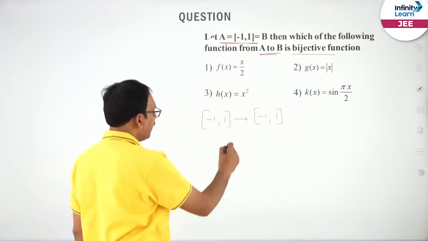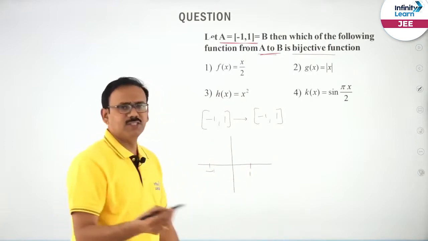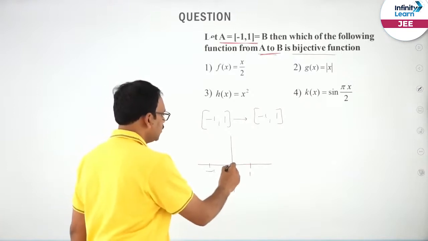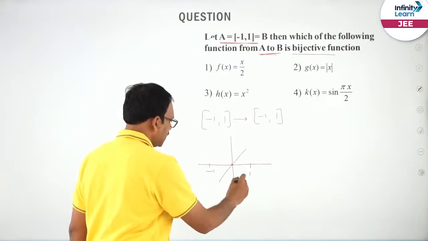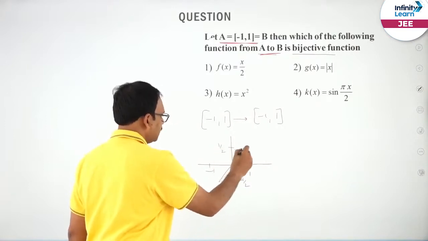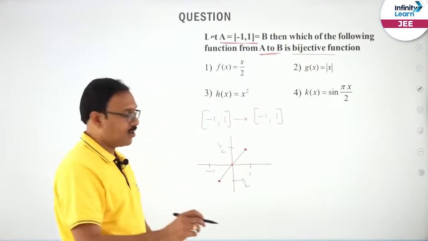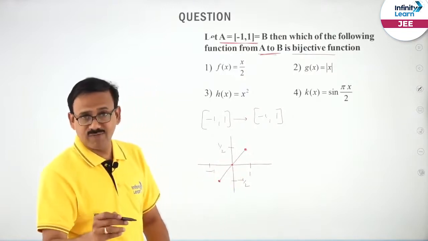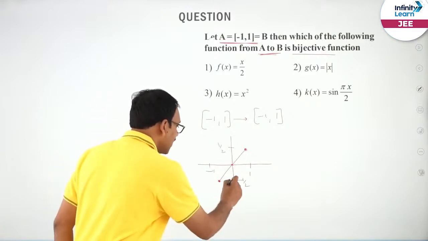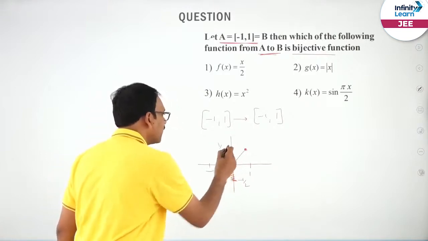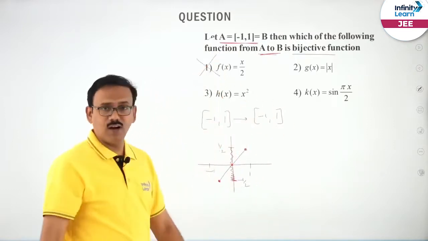Fine friends, f of x is x by 2. You know that it is a familiar curve, a simple straight line passing through the origin at 0, 0, at 1, 1 by 2, at minus 1, minus 1 by 2. Clearly it is 1-1, because no horizontal line cuts at more than one point, but this is not onto, because the range covered is only minus 1 by 2 to 1 by 2, whereas the codomain is minus 1 to 1. This is 1-1, but not onto.